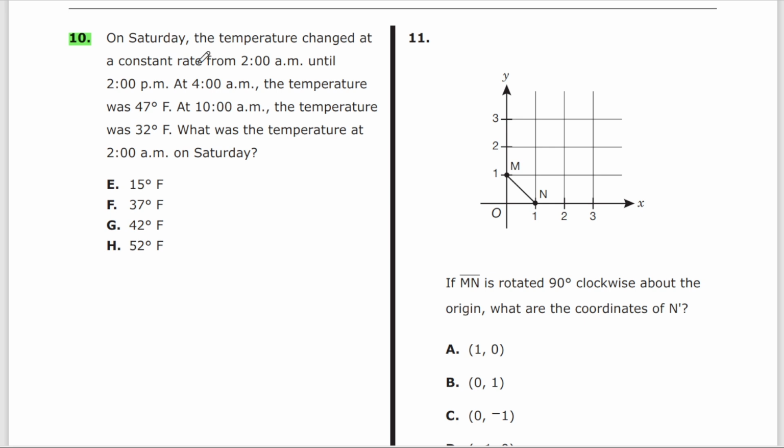On Saturday, the temperature changed at a constant rate from 2 a.m. until 2 p.m.